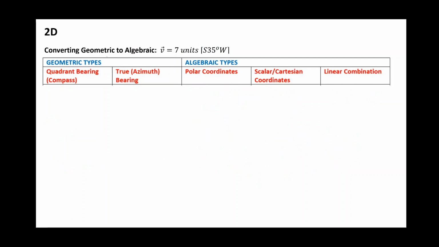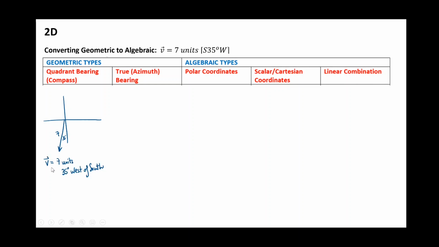Okay, let's go the other direction. This is where polar coordinates will be helpful. So geometric to algebraic. So this particular one, here is the picture. It is 35 degrees west of south. So even though S is written first, the way we read it is 35 degrees west of south. So this is the picture for that.